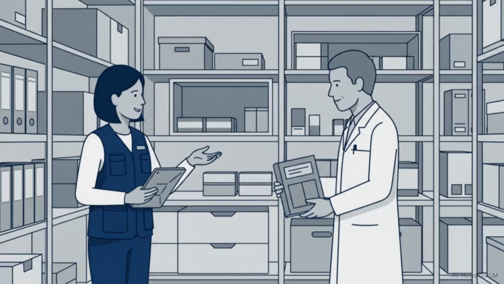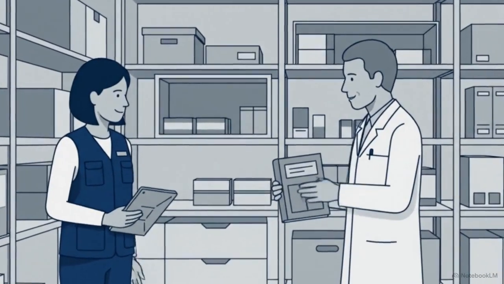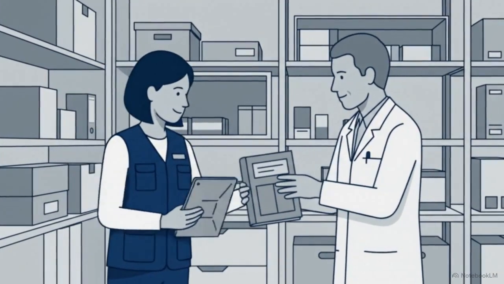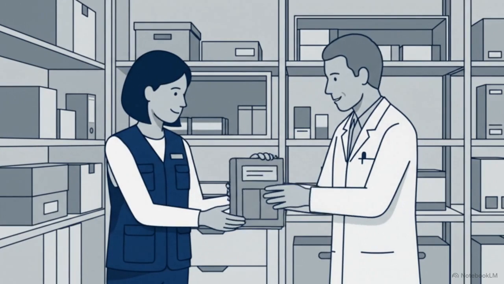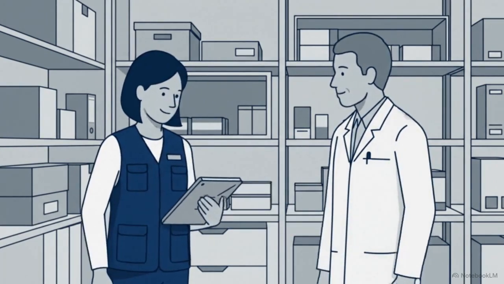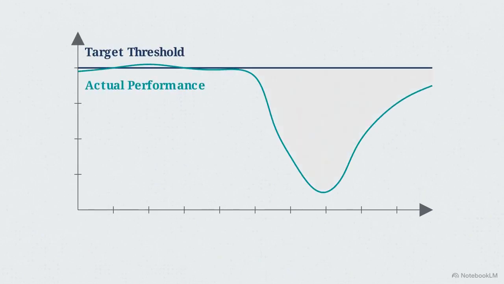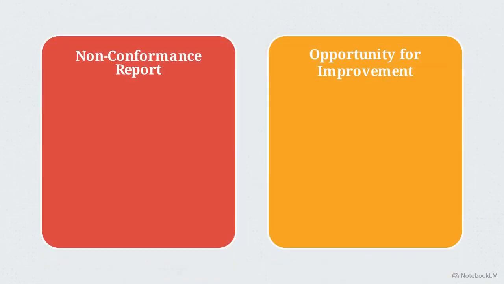Effective field investigation relies entirely on this calm, systematic observation and clear communication. It transforms the auditor from an interrogator into a collaborative fact-finder. So what happens when an auditor discovers a gap between the required standard and the actual practice on the floor? These gaps fall into two classifications.